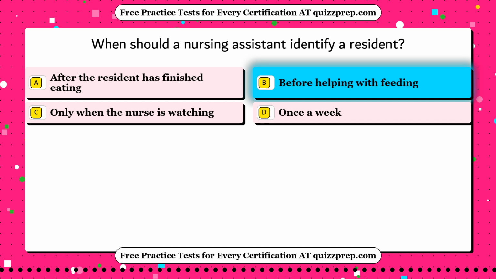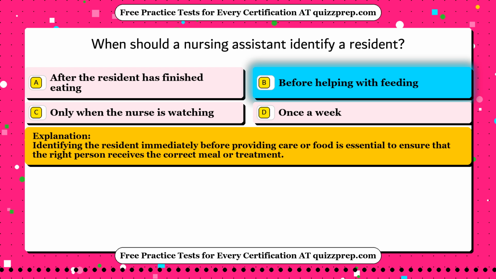The correct answer is option B, before helping with feeding. Identifying the resident immediately before providing care or food is essential to ensure that the right person receives the correct meal or treatment. Question 80.